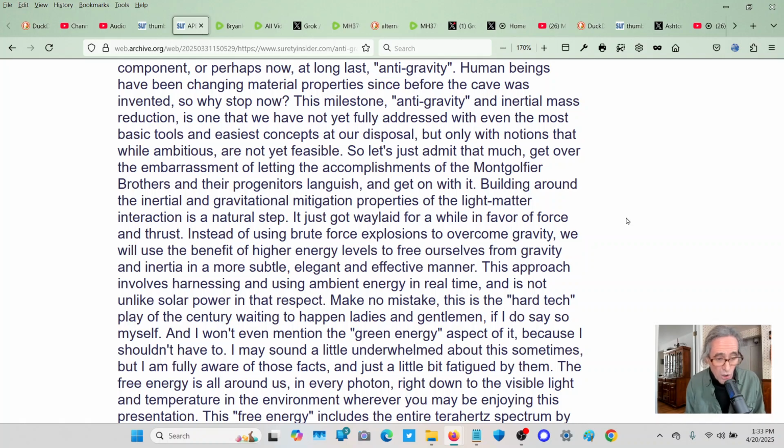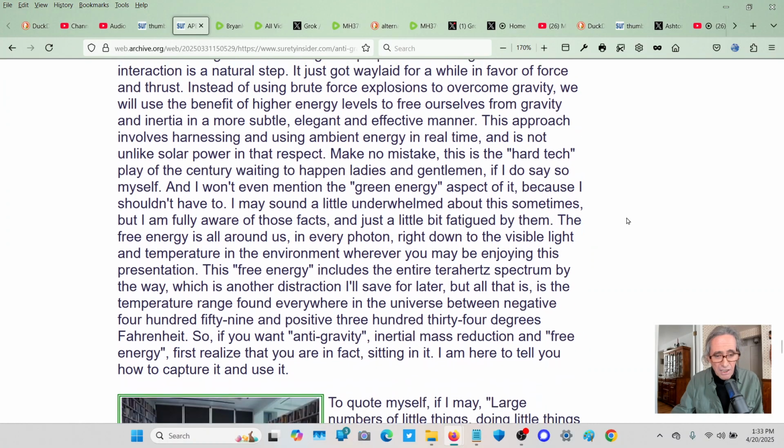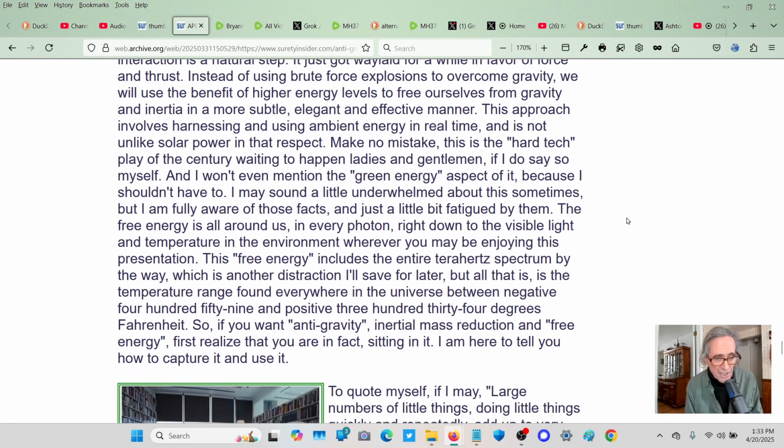This approach involves harnessing and using ambient energy in real time, and is not unlike solar power in that respect. But make no mistake, this is the hard tech play of the century, waiting to happen, ladies and gentlemen, if I do say so myself. And I won't even mention the green energy aspect of it because I shouldn't have to. I may sound a little underwhelmed about this sometimes, but I'm fully aware of those facts and just a little bit fatigued by them.